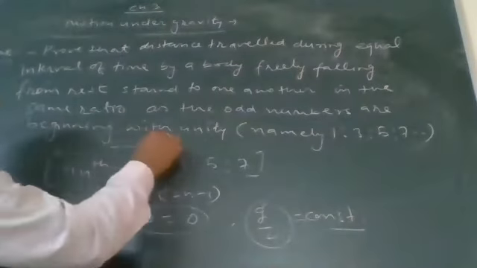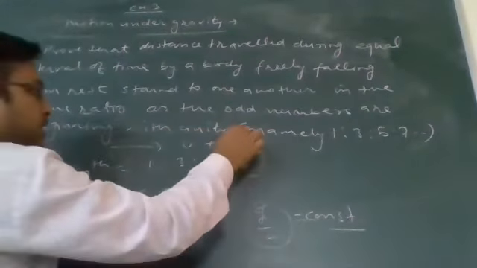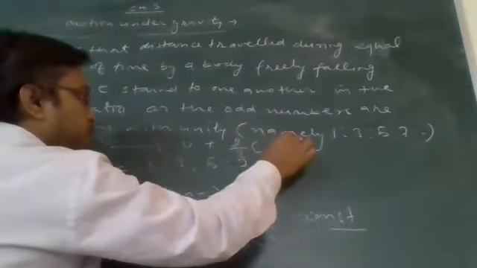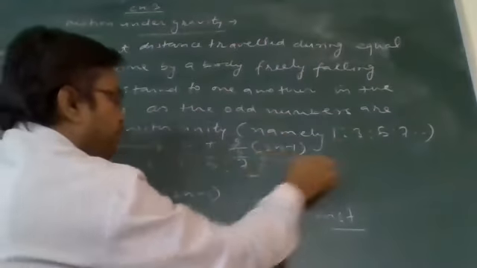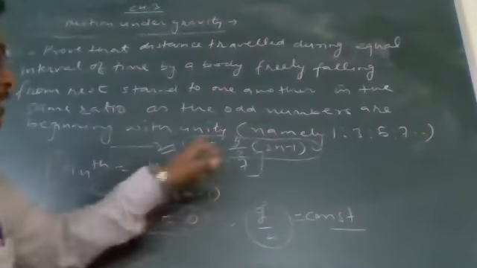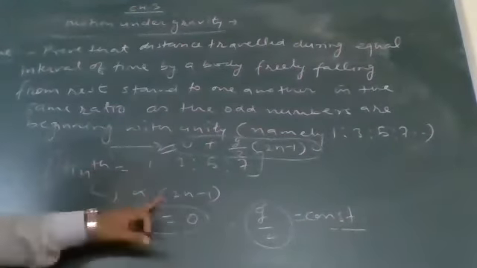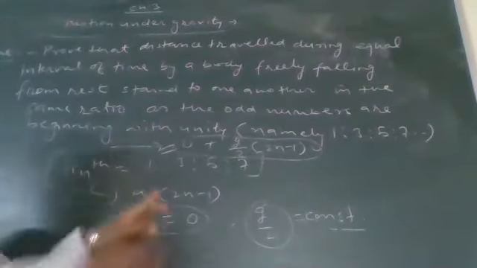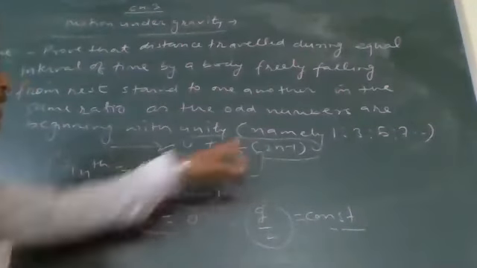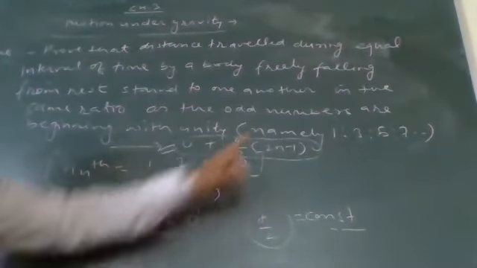The expression of h_n is u plus g by 2 times (2n minus 1). The value of u is 0, and g by 2 is always constant. That means h_n is proportional to 2n minus 1. If you place n equal to 1, you will get 1. Place n equal to 2, you will get 3. Here you are obtaining the ratio of odd numbers. That's why odd numbers were obtained.